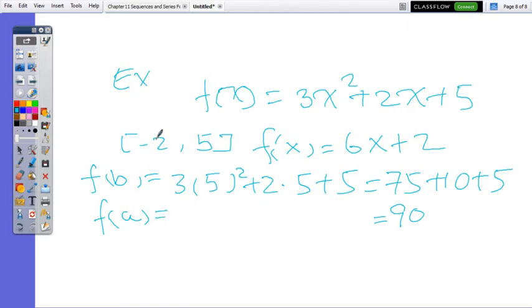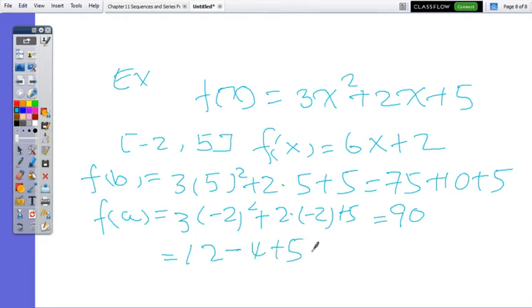And then for f of a, a is negative 2, so we have 3 times negative 2 quantity squared plus 2 times negative 2 plus 5. Then 3 times 4, so we get 12. And then plus negative 4, minus 4, plus 5. So for f of a, we have 13.